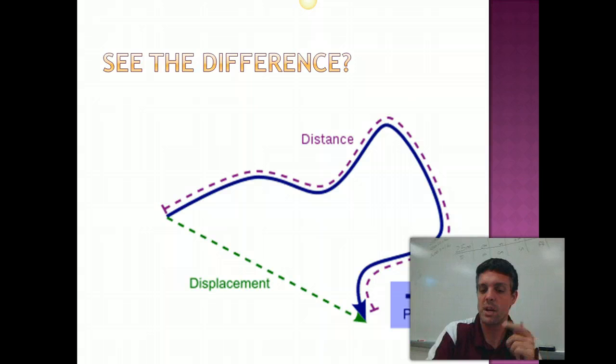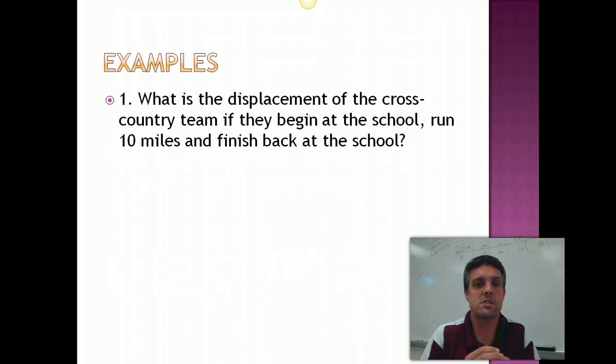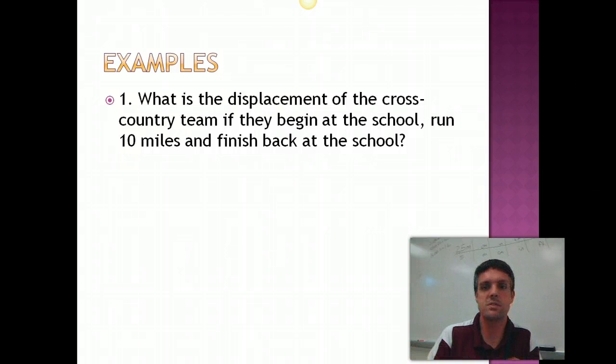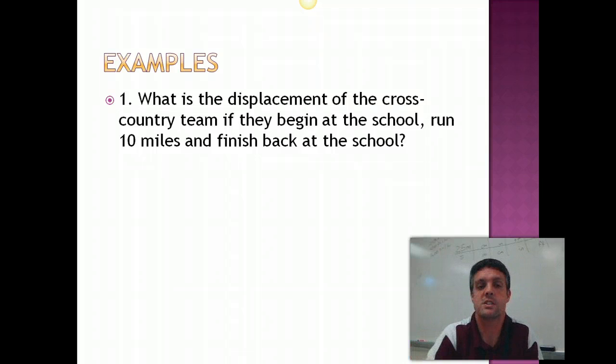I'm kind of moving quick, but I told you this would be a quick one, okay? I want you to understand these concepts for tomorrow's lab. Examples. What is the displacement of the cross-country team if they begin at the school, run 10 miles, and finish back at the school? Well, what did you just find out about displacement? How far did they move from their origin? Yeah, they ran 10 miles, but they ended up right back where they started. Big old displacement of 0, okay? See the ball? I may chuck it against the wall, but if it comes back to me, my displacement's 0. It may have traveled 8 total meters, but it had a displacement of 0.